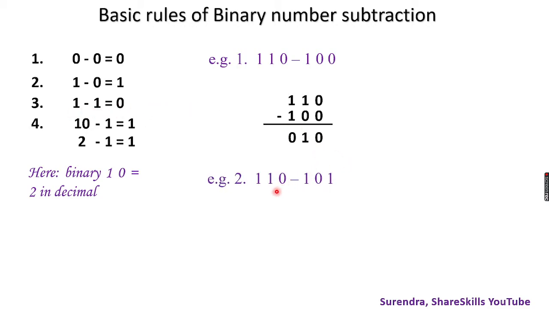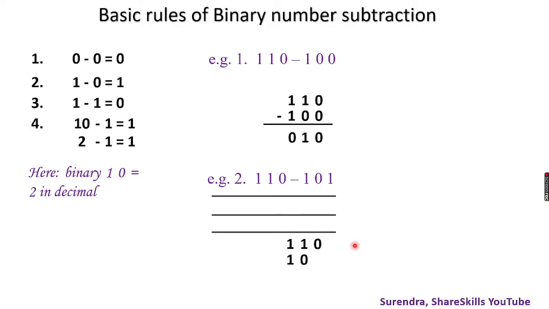One more example. Here it is 110 minus 101. Please leave two straight lines before writing the question, while solving, so that we can write the borrowed numbers. So here is 110 minus 101.